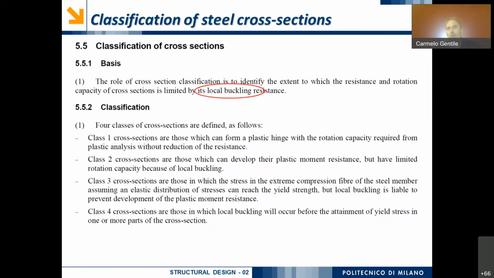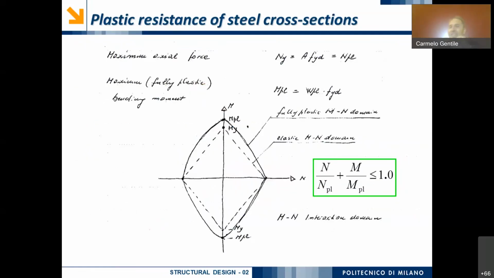Why have I shown to you the use of an elastic interaction domain and a fully plastic interaction domain? Because depending on the behavior of the cross-section, I can use a fully plastic interaction domain, or I am constrained to use the elastic M-N domain.